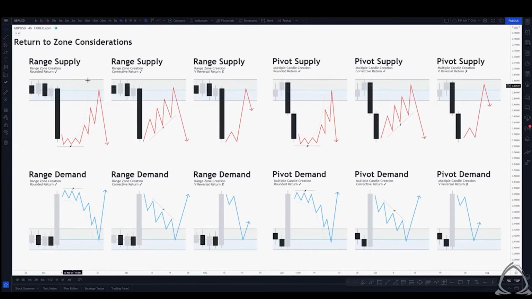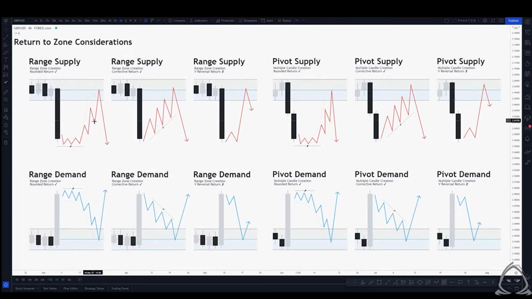Again, we're looking at it from the lens of range created supply and demand and pivot created supply and demand. But as we spoke about in the previous section, even if it is range created supply or demand, we can also map out our supply and demand zone using the pivot theory or refining to a bullish candle before that down move or bearish candle before that up move. So when we're just focusing on range created supply and demand, however you map the supply zone in question is up to you at this point, but now we're focusing on how price returns.